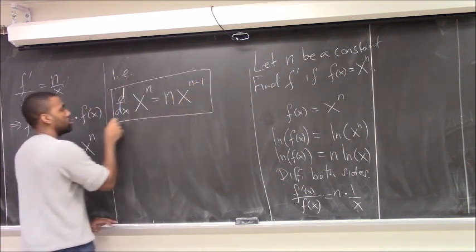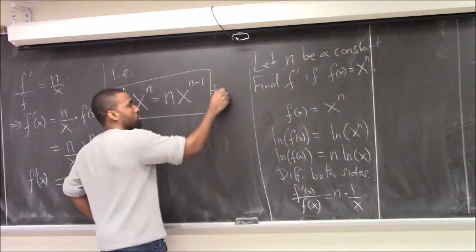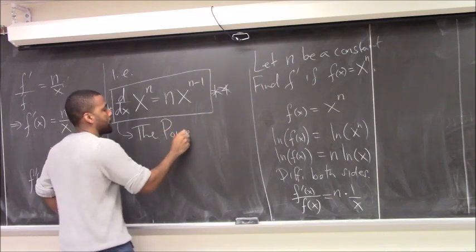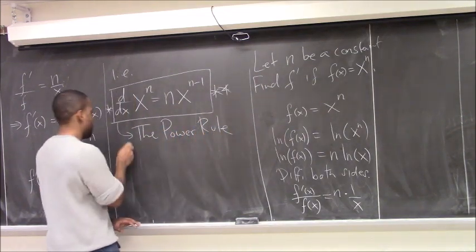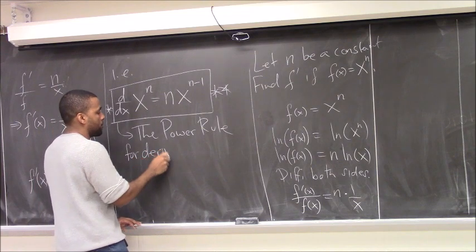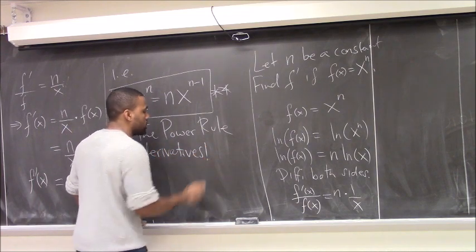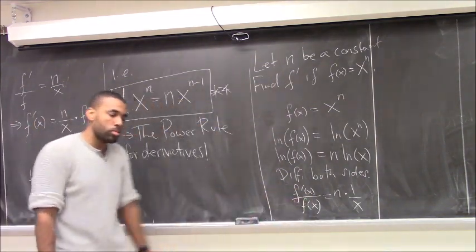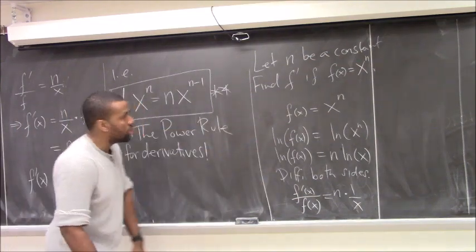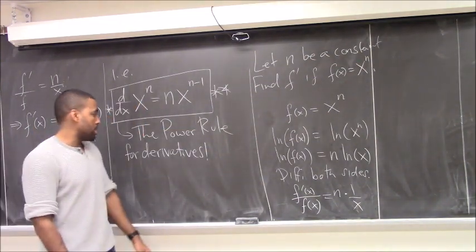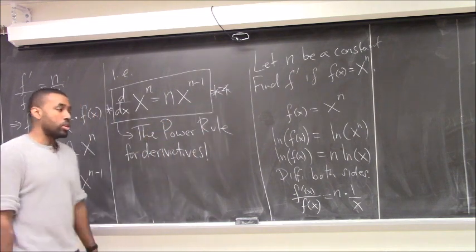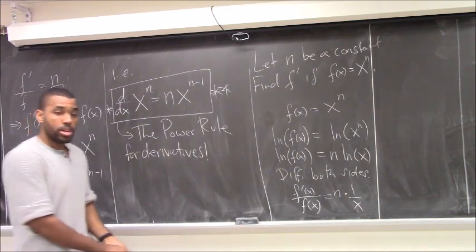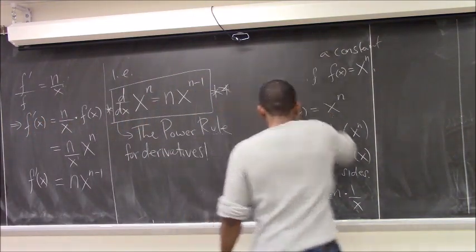Very, very important rule because it helps us differentiate very important functions like polynomials. This is called the power rule for derivatives. You don't need to know how to derive it, even though this technique will be used in the future. It's called log differentiation. There's an entire section in our textbook on that, so we'll talk about that later. But knowing that the derivative of x to the n is nx to the n minus 1 is very important. Let's do a few examples.